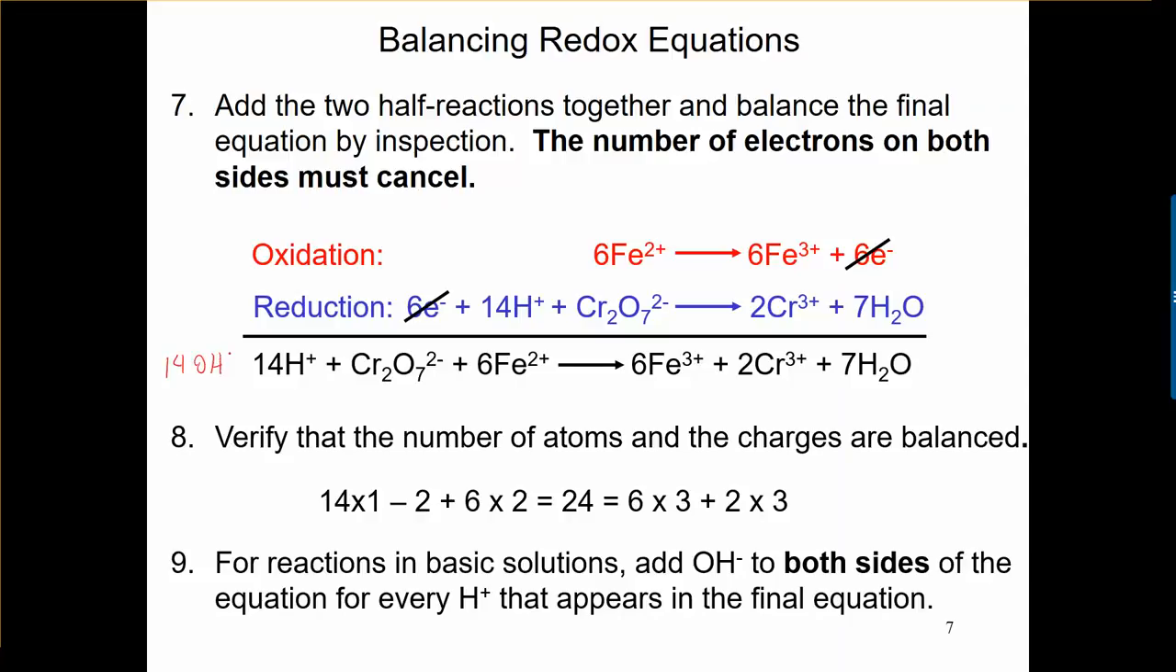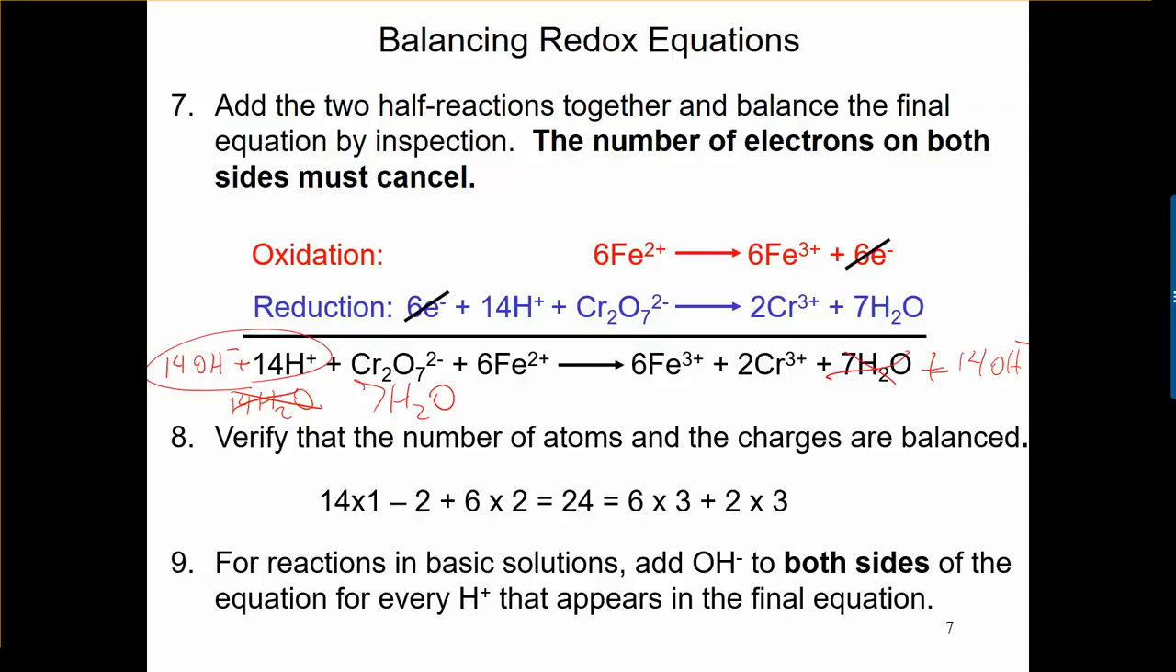14 OH minuses plus 14 OH minuses. And then I would combine these right here and say that there's 14 H2O's, okay? Because OH minus plus H plus is water. So I have 14 waters, but do you see how I have 7 over here? So these would have canceled, and I would have been left with 7 H2O over here, and 14 OH minuses over here, okay? So that's how I would have further balanced this if it was in basic solution.